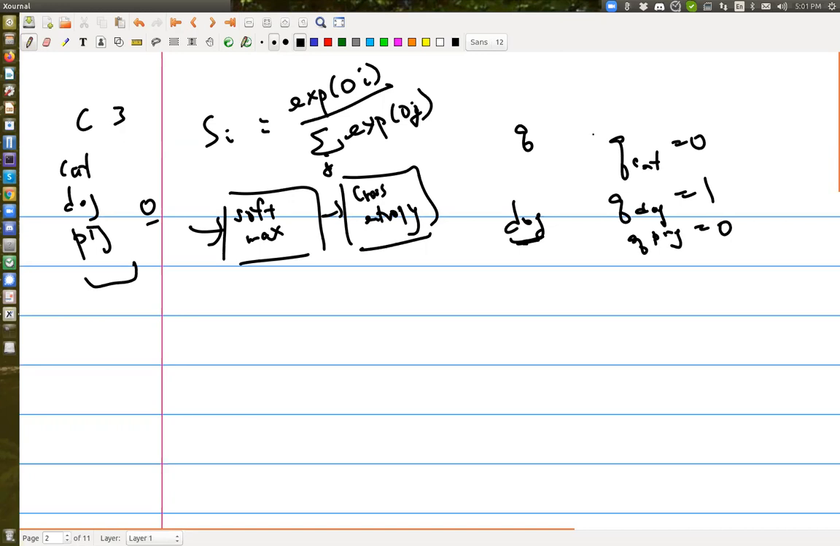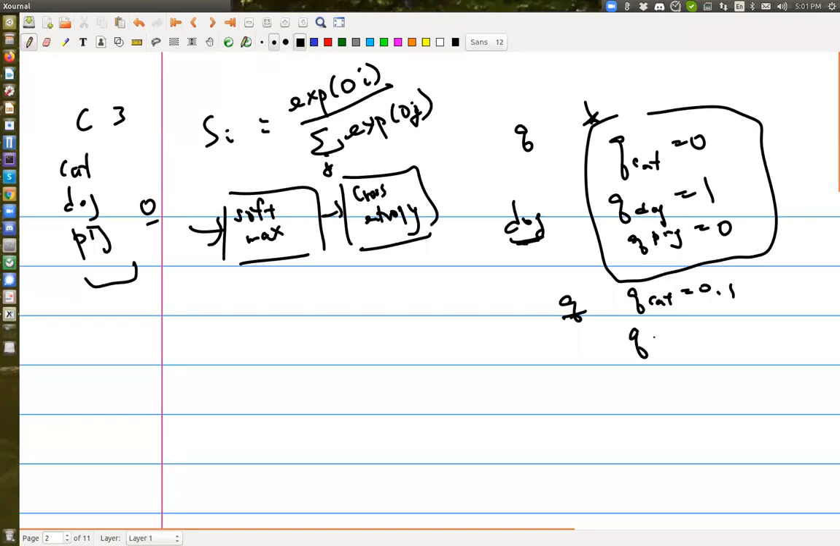But let's say I make it general. Maybe in the ground truth there can be some uncertainty as well. I don't need this distribution to be a delta function here. I can have Q in general just be my ground truth. Maybe I have Q_cat equal to 0.1, and Q_dog equal to 0.8. Maybe it's difficult to recognize whether it's a dog or pig or whatever. And then maybe Q_pig is 0.1 as well.